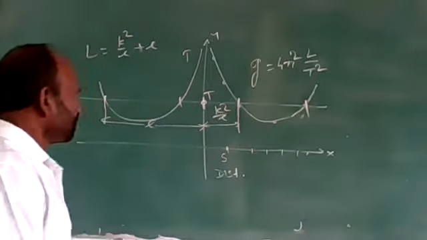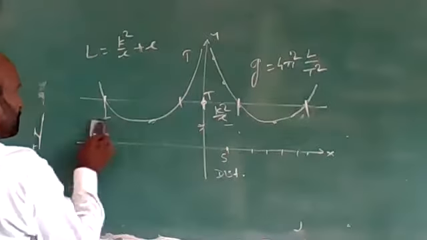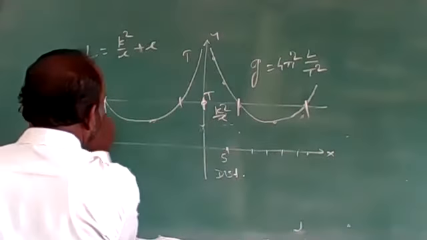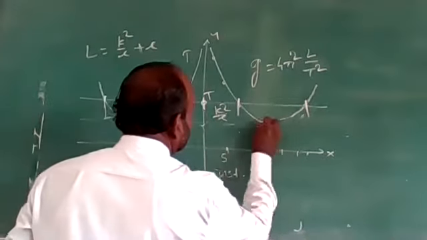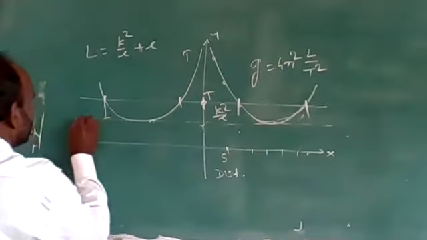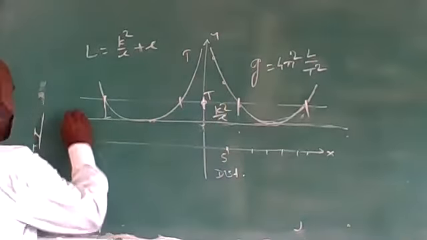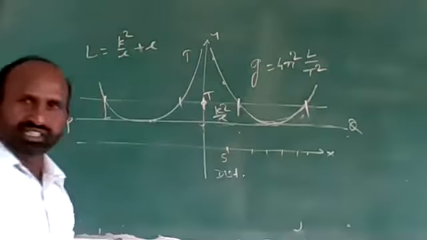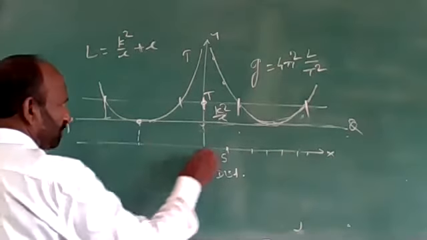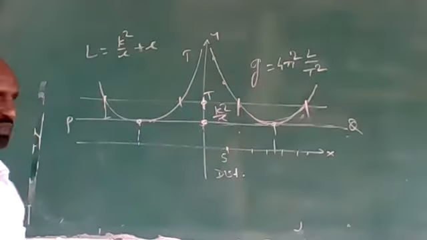Again, if we draw a tangent to this curve, like this, this is the tangent. This tangent, say this is PQ. PQ is the tangent which is drawn to this curve. Then this point gives the minimum value. It is the minimum value of period.